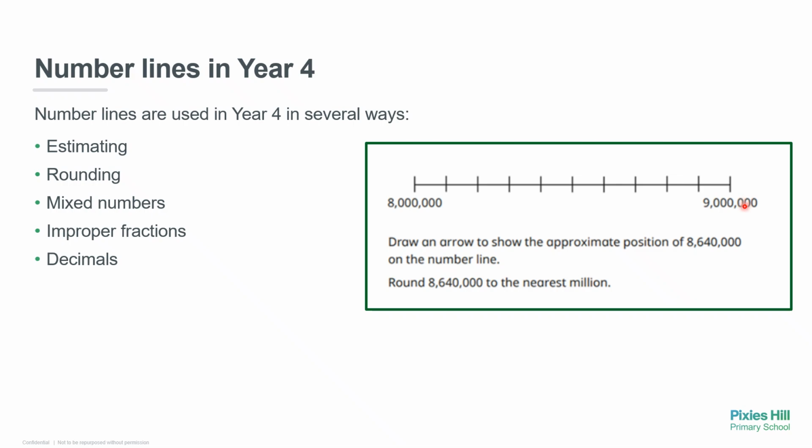So in this example, it's going to be between 8,600,000 and 8,700,000. So between these two intervals here. Now we know that 8,650,000 is the halfway point, and as 8,640,000 is slightly smaller than that, it would be slightly to the left, perhaps somewhere about here.